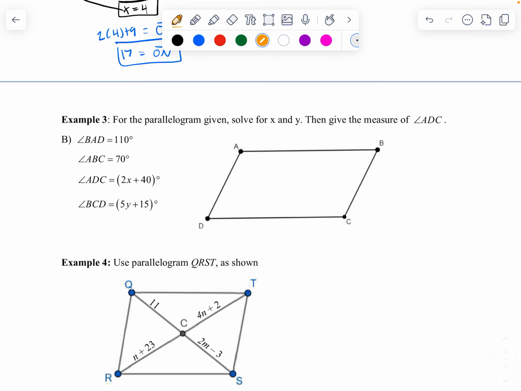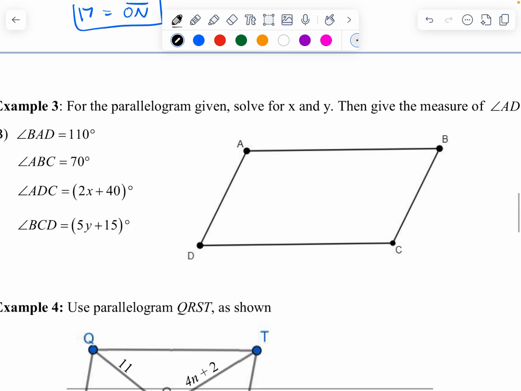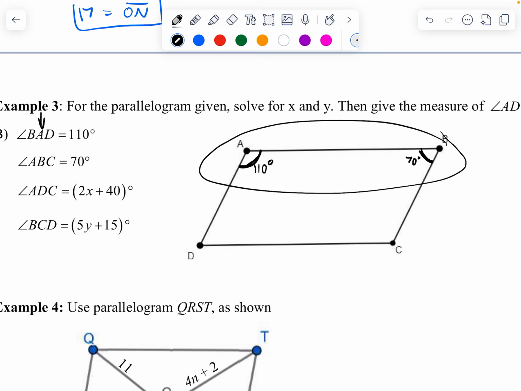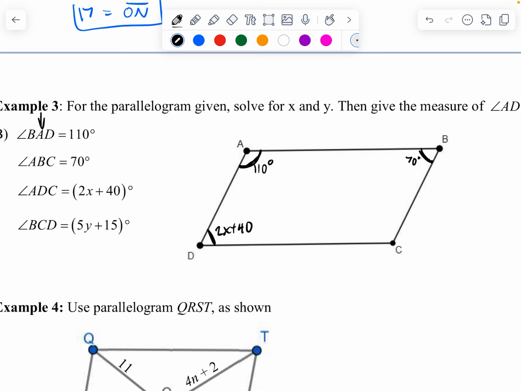Example 3. For the parallelogram given, solve for x and y, then find the measurement of angle ADC. There's a lot of different ways to do it. First off, let's label our diagram. The angle from B to A to D, A is the angle, right? The one in the middle is where your angle's at, is 110 degrees. A to B to C, you're at angle B here, that's 70 degrees. We could have found that using supplementary angles. A to D to C, which means the angle down here is 2x plus 40 degrees. And then B to C to D down here is 5y plus 15.